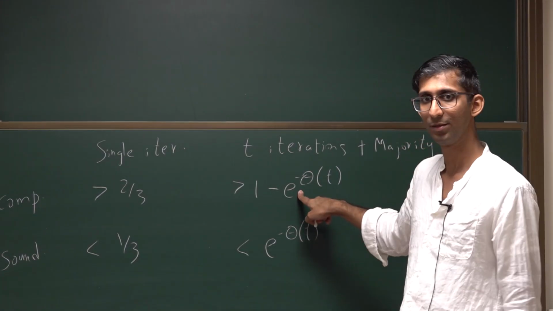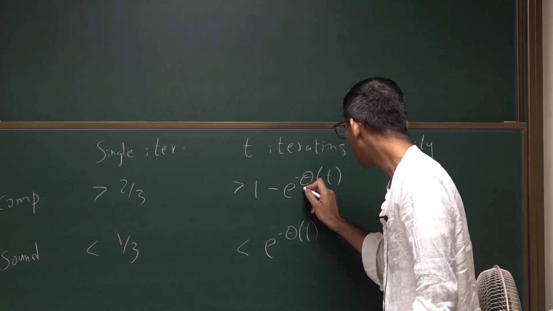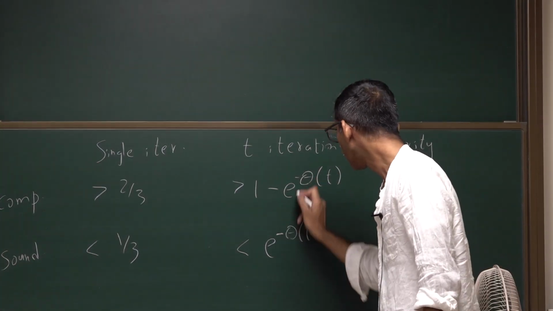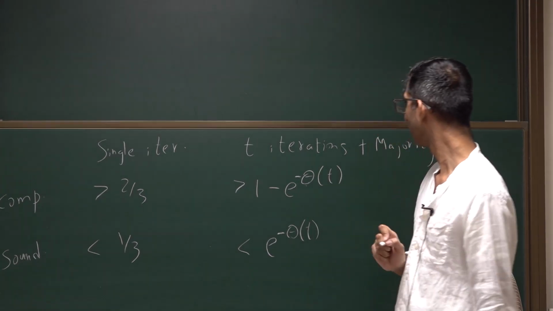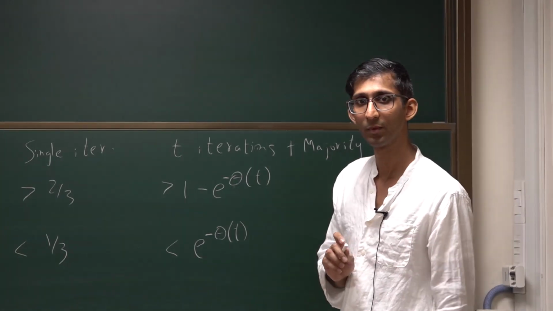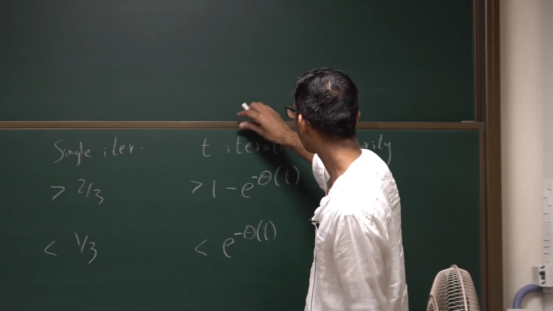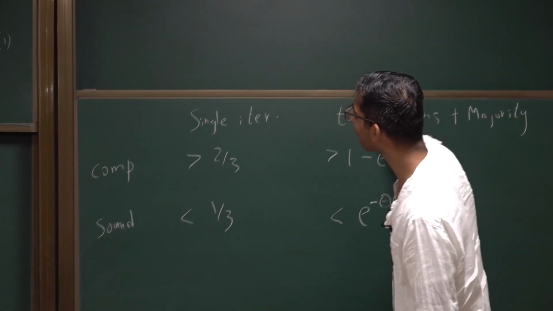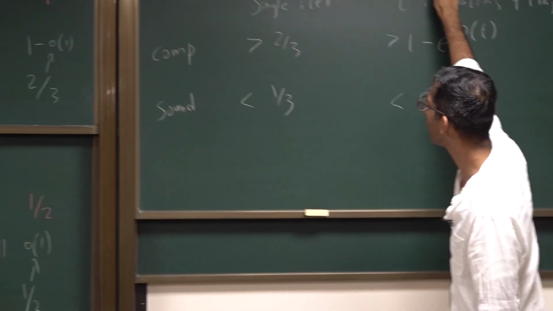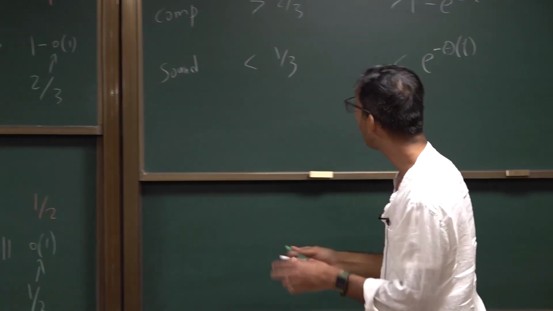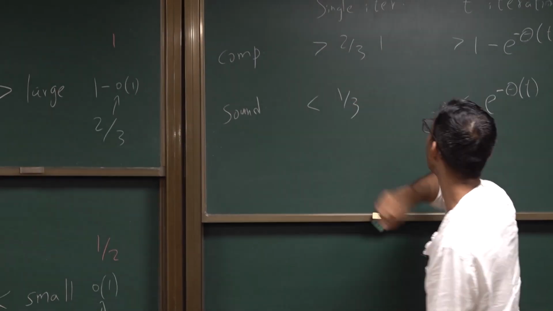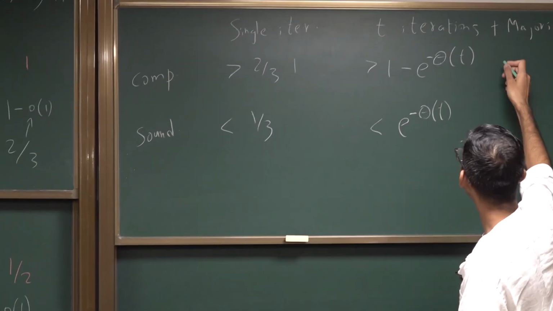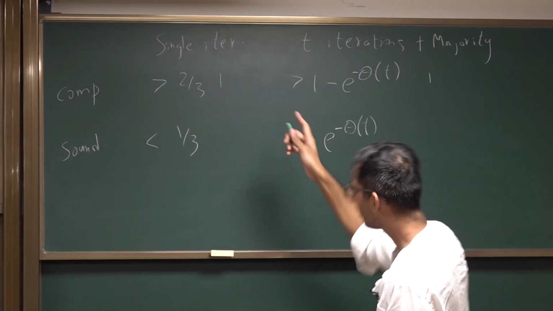Yeah, it's 1 minus e to the power minus theta of t. Good. Thanks for asking. Let's see how you can get this. So let's start with the simpler case. Actually, let's start with the case where you start with 1 over here, in which case you can actually expect this to be 1. But let's start with 1 there.